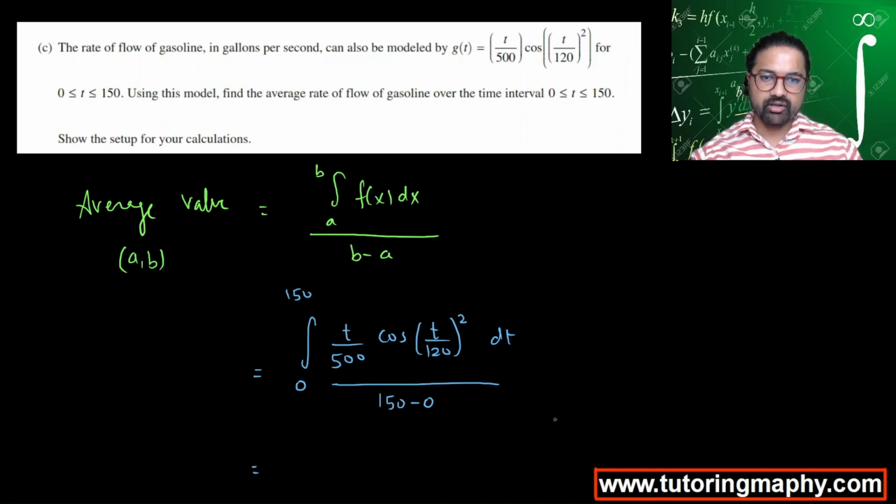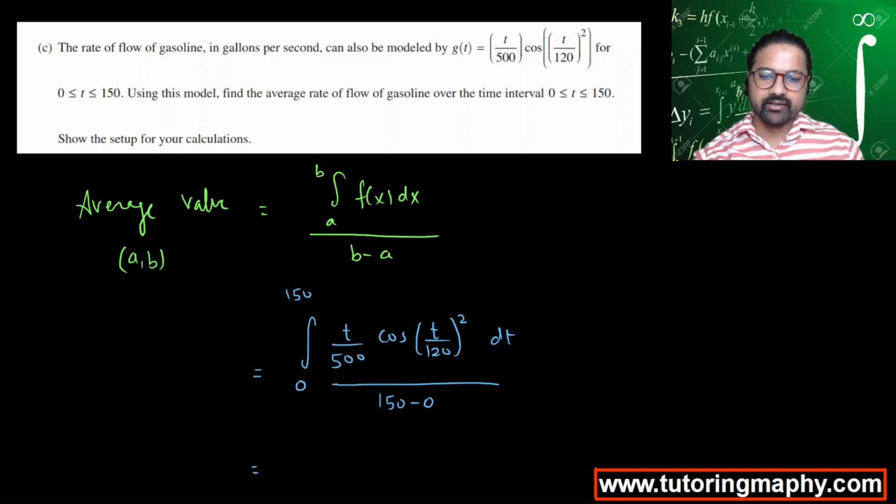I'm going to use my calculator and find this. Please skip or fast forward this portion. It's going to take about 1 minute for me to find, and once I do that, I'm going to put the calculation up as well for you to check. So it's the integral of t over 500 cos of (t over 120) whole squared dt, over 150. I have to make sure that it's in radian mode, and it is indeed in radian mode.